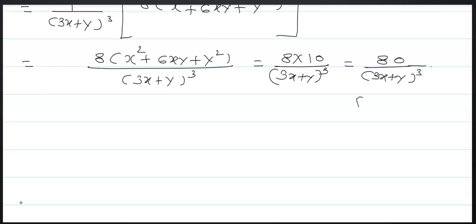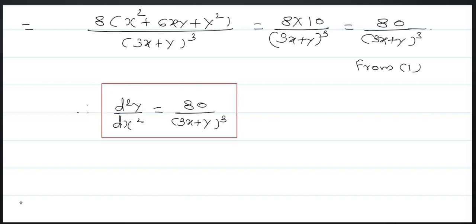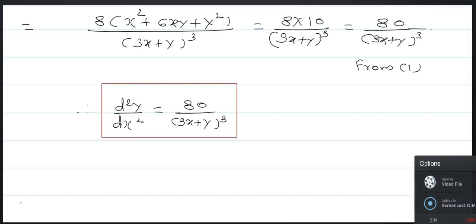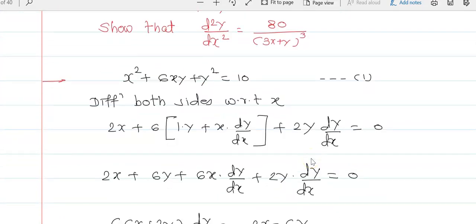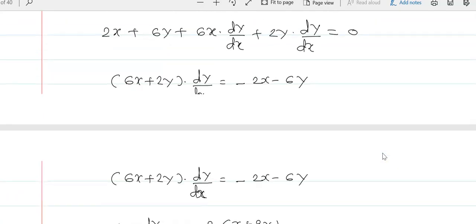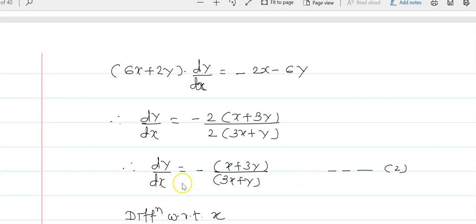This is the long, big example. Therefore, d2y by dx square is equals to 80 upon 3x plus y bracket cube. Now, if we want to write this, let's see this example. See this here. Differentiate. First step, differentiate. Find out the value of dy by dx. This is the first important step, because you are substituting the value of dy by dx somewhere.